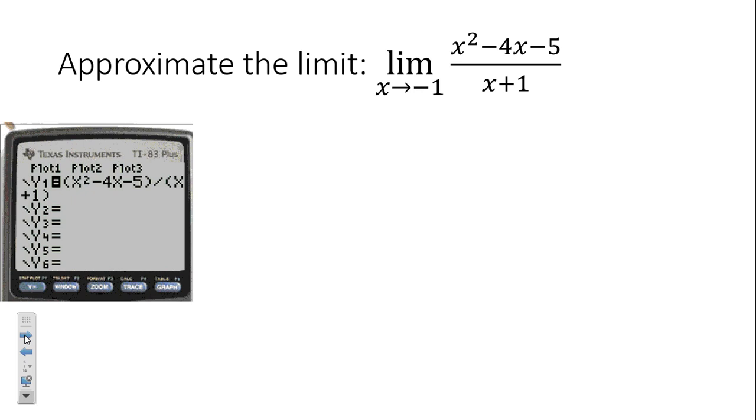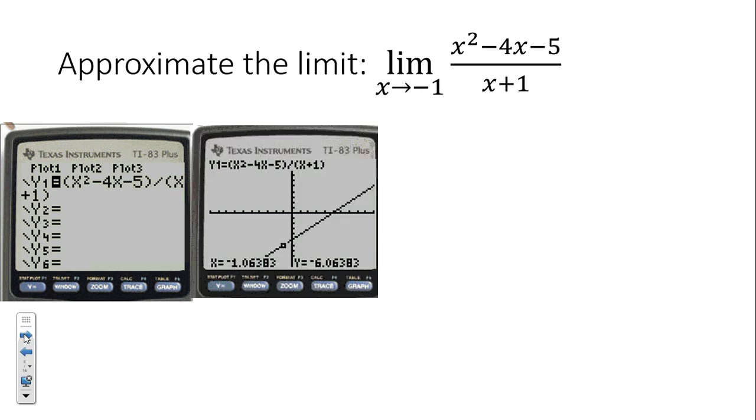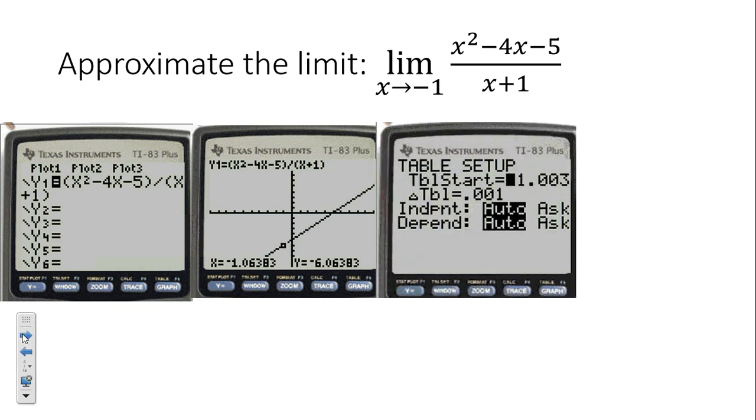So you would plug in your y1 the quantity x squared minus 4x minus 5. Make sure it's in parentheses, so that whole numerator is being divided by the quantity x plus 1. And then when you graph it, you're going to see that as we're approaching negative 1, we're going to have a hole, we're going to have a problem. But we can zoom in on it, or we can go to our table and figure out what that number is.